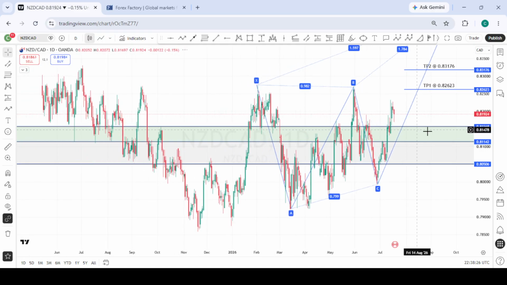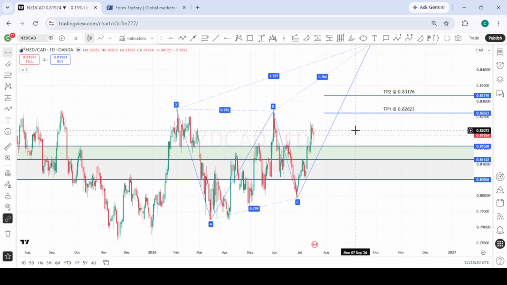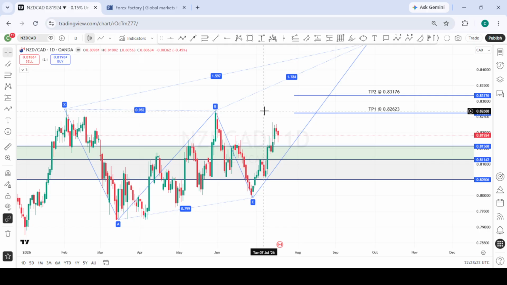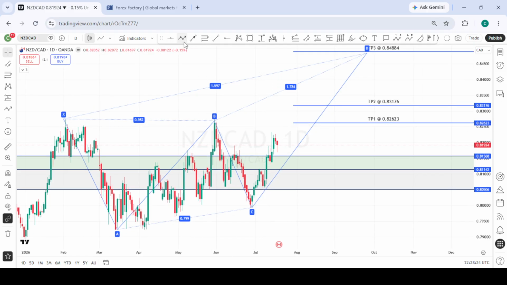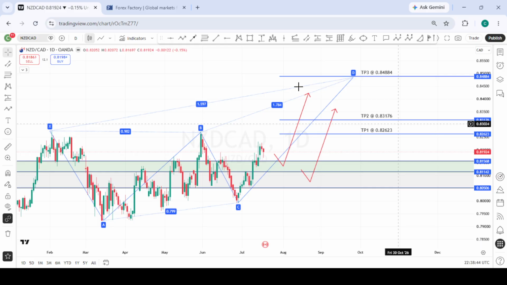This is NZDCAD. We're looking forward to see price pull back into any of these two areas of interest. Then we look for buying opportunities from here to the upside. So if price pulls back here and gives us a buying opportunity, we buy. If it pulls back to the second area of interest, we look for buys. But if it's able to break all the way through these two areas of interest and comes for a retest, then we know that we are bearish on NZDCAD.